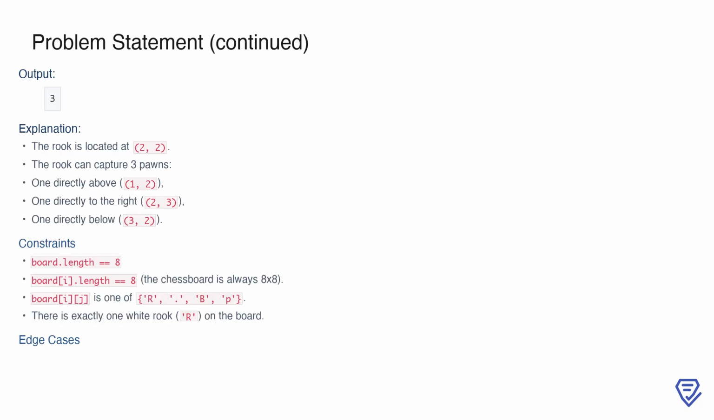To summarize, there are certain constraints and edge cases to consider. First, the board is always an 8x8 matrix, and each square on the board must be one of the following: a rook, R, a pawn, P, a bishop, B, or an empty square, dot. Additionally, the board is guaranteed to contain exactly one rook. Edge cases include scenarios where the rook is entirely surrounded by empty squares, meaning it cannot capture any pawns, or situations where the rook is blocked on all sides by bishops, also preventing any captures. Finally, there are cases where the rook may be able to capture multiple pawns in different directions.